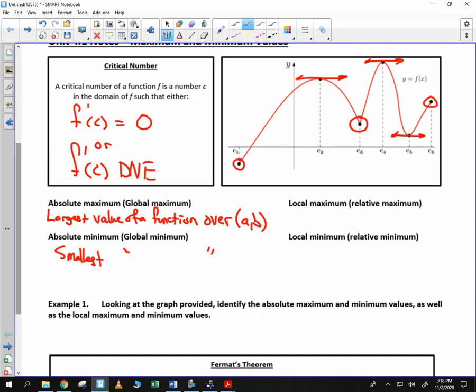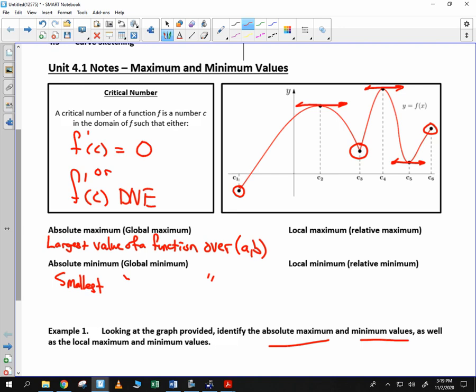So as we start, example 1 says, looking at the graph provided, identify the absolute maximum and minimum values. And so we want to look for the largest and the smallest values. So we don't have any y values here, but we can tell where they occur. So C1, this is where you had an absolute minimum. And then it looks like the largest value is right here. Absolute max. So C1 and C4 produce our absolute minimums and our absolute maximums. We don't actually know what the absolute minimum or maximum value is because we don't have y values, but we know where they occur.